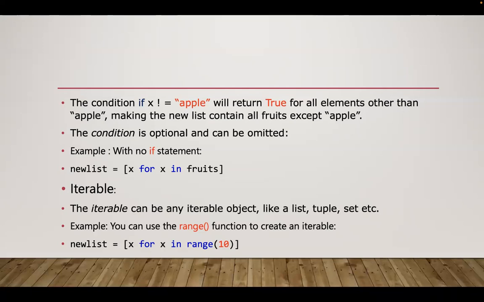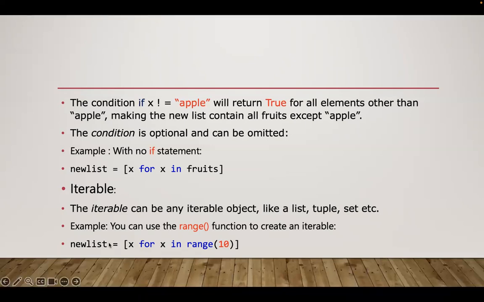X for X in fruits. So when you mention that, anyone who sees it would understand, oh, this is a for loop syntax. An iterable can be an iterable object like a list, tuple, or set. So a list is iterable. You can also use a range function to create an iterable. For example, a new list: X for X in range of 10.